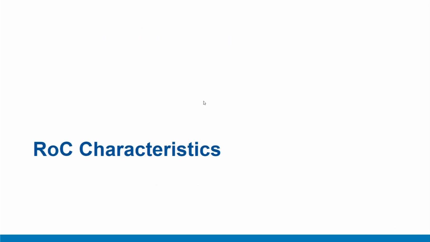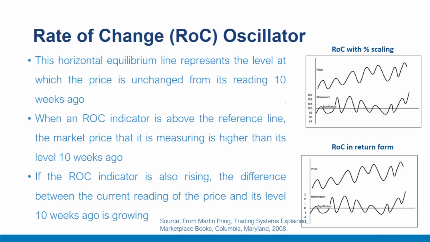In this video we'll recap some of the important ROC characteristics. Please note, this horizontal line represents the level at which the price was 10 weeks ago. If the ROC is at this horizontal line, that means the price is unchanged from its reading 10 weeks ago, if this is constructed for 10 weeks. If the ROC indicator is above this reference line, then the price that it is measuring is higher than its level 10 weeks ago.